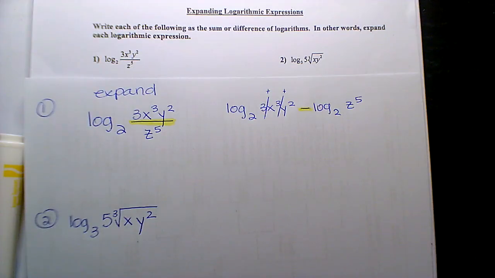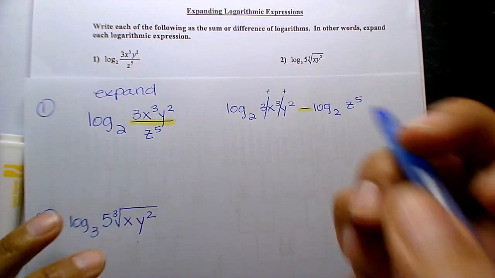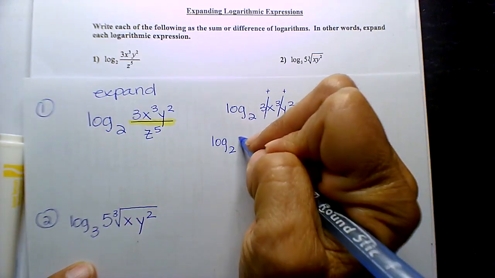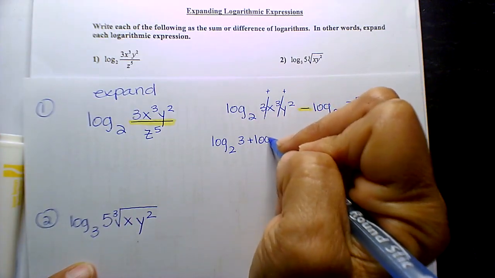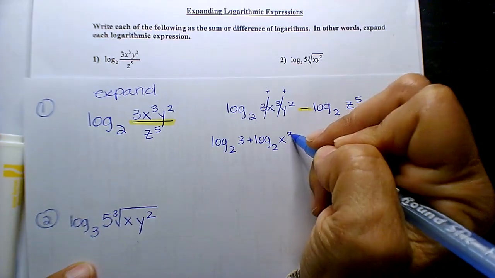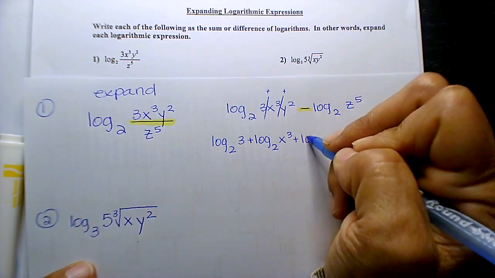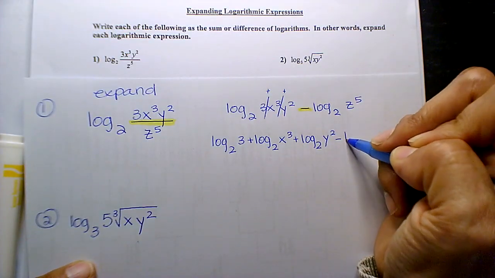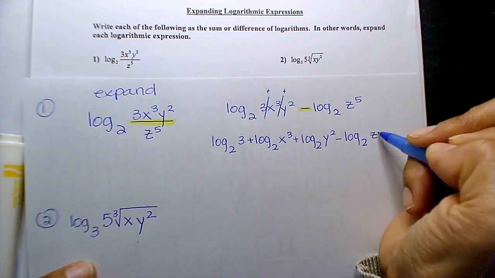Okay, so I'm going to get log base 2 of 3 plus log base 2 of x cubed plus log base 2 of y squared minus log base 2 of z to the 5.